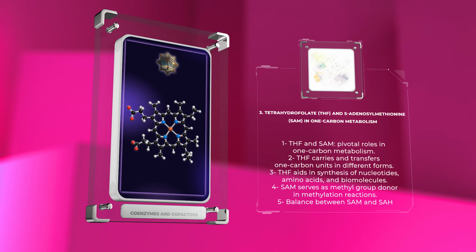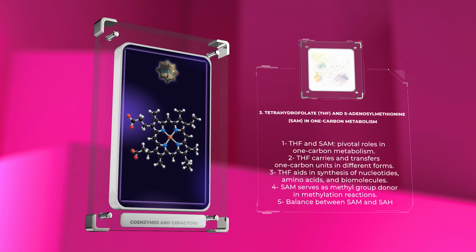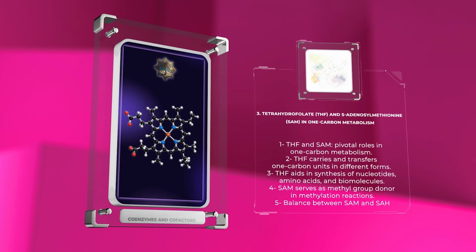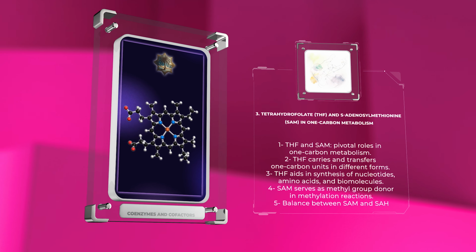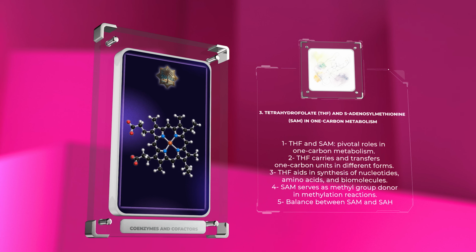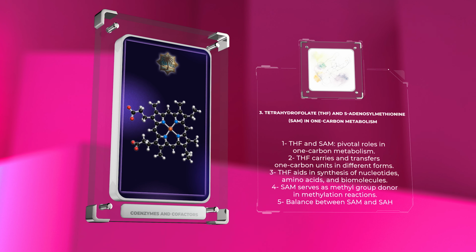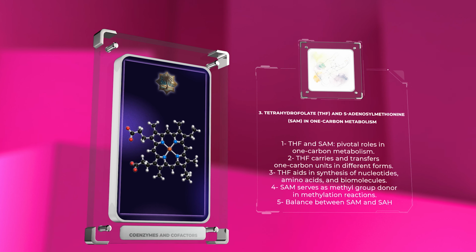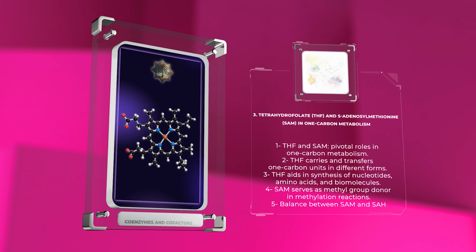S-adenosylmethionine, SAM, serves as a methyl group donor in a wide range of methylation reactions. SAM is derived from the amino acid methionine and functions as a versatile methyl carrier. Upon donation of its methyl group, SAM is converted to S-adenosyl homocysteine, SAH, which is further metabolized to recycle the methionine and regenerate SAM. Thus, the balance between SAM and SAH is crucial for maintaining proper methylation patterns and overall cellular homeostasis.